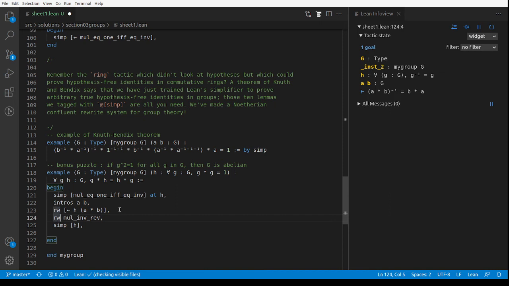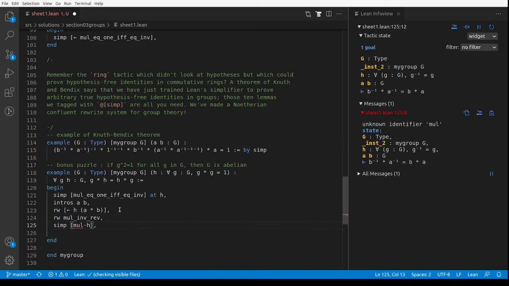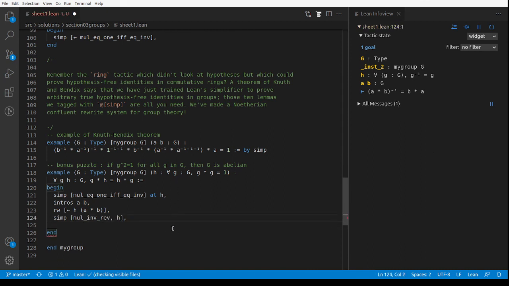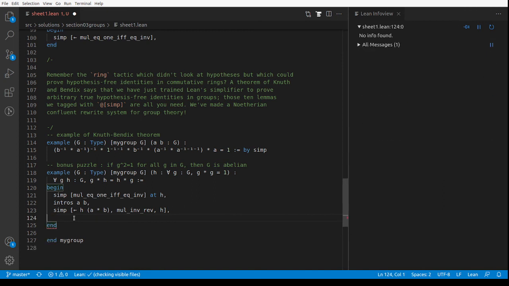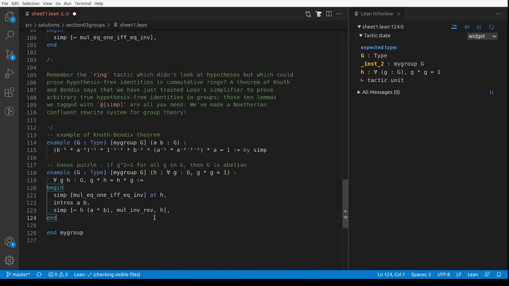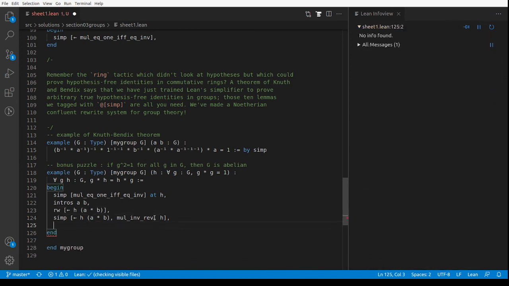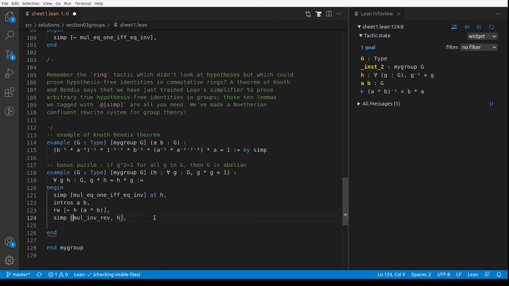So in fact, I wonder whether simp mul inv rev, comma h would do that there, and so there we go. I'm sorry, I'm in golfing mode, so now let's try that there. No, that hasn't worked. I see. Yeah, deep recursion has been detected because I've written h backwards and written h forwards. I think I should perhaps stop playing around. We've got something that works here. No, we haven't got something that works here. We've got something that works.